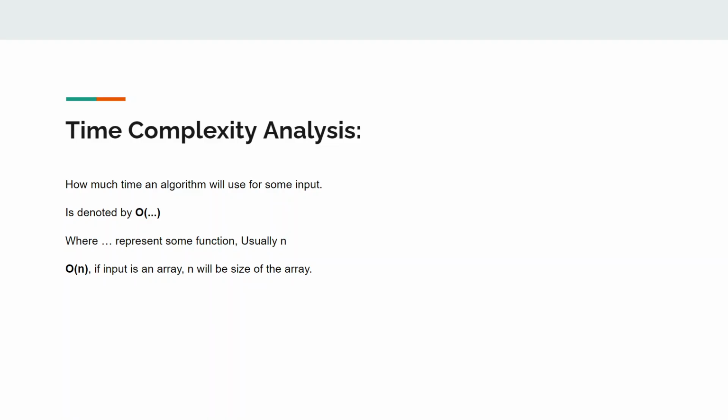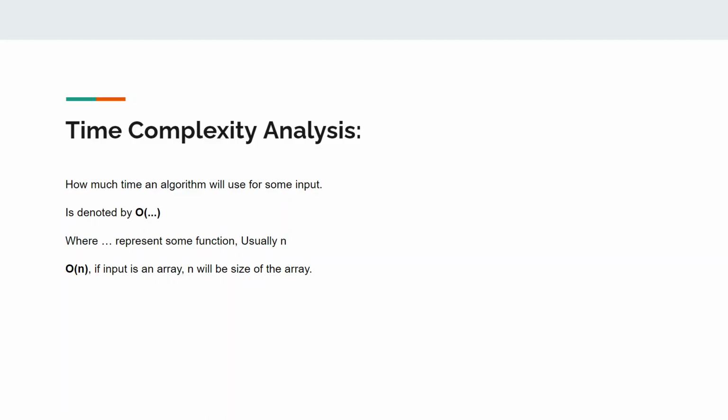Again, in today's discussion, we are going to understand time complexity analysis. That's a very important topic in DSA. We must all understand the importance of it. Basically, this is how much time an algorithm uses for a certain input. We denote time complexity by O, and we pass some function there, where, as you can see on the screen, these three dots represent some function.